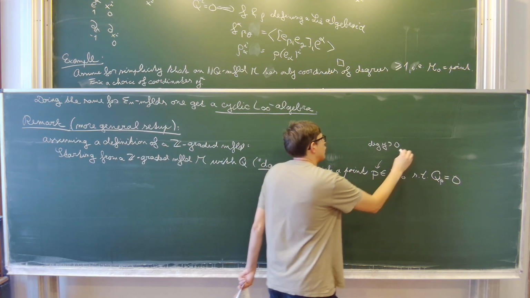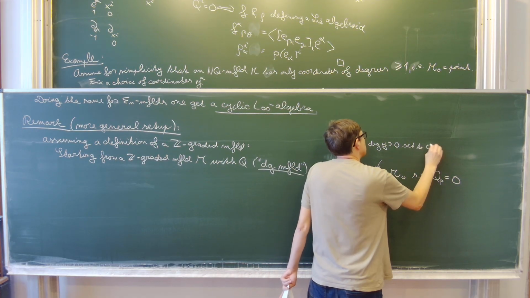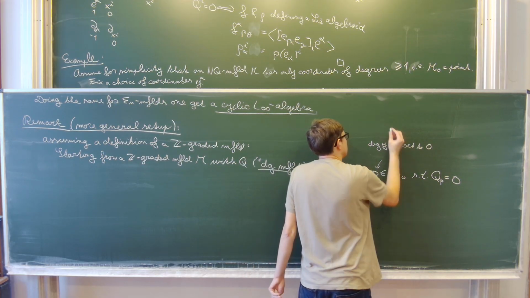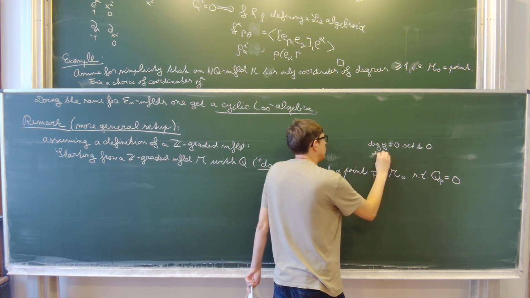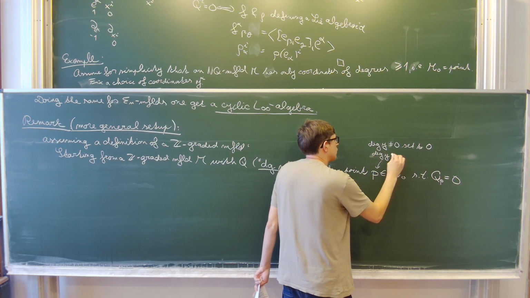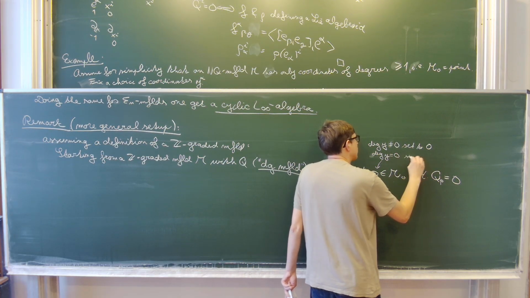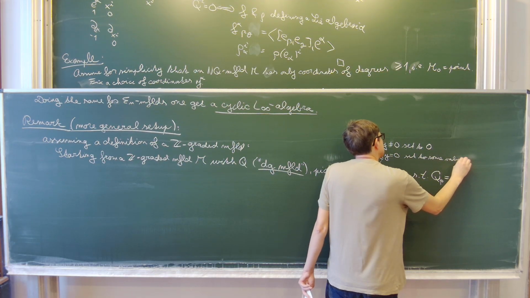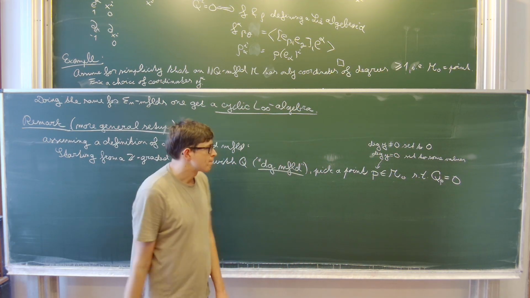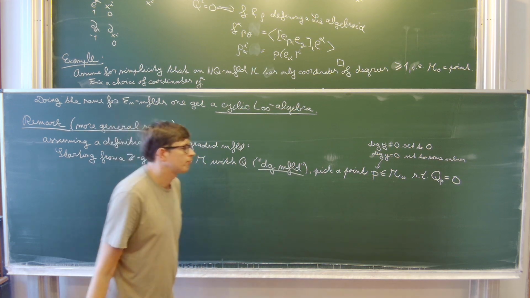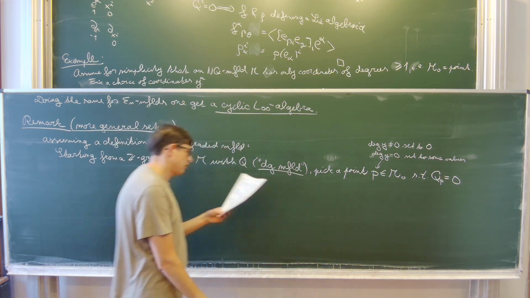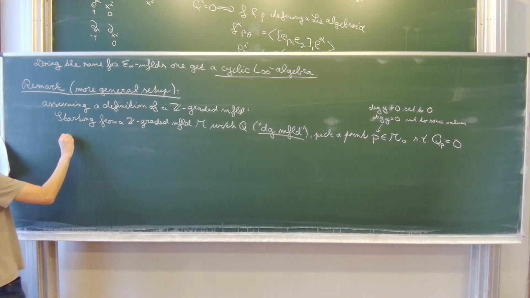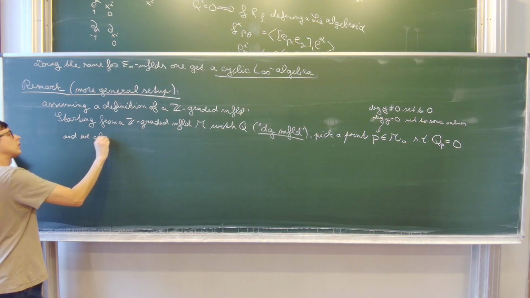So all positive degree coordinates are set to 0. Or non-zero degree coordinates, since it's a Z-graded manifold. Yes, right, thank you. And degree 0 coordinates are set to some values. And you want this to vanish. So this is the first choice. My second choice is that we choose coordinates.